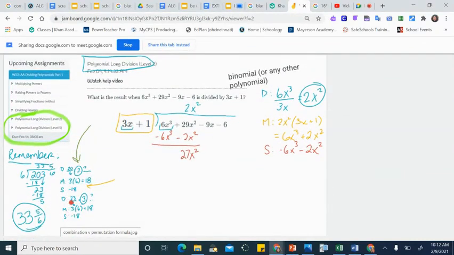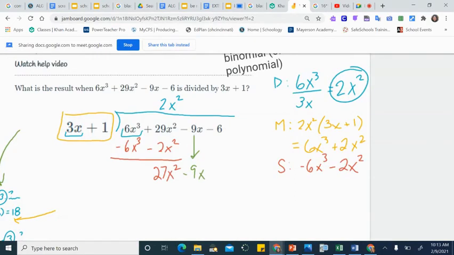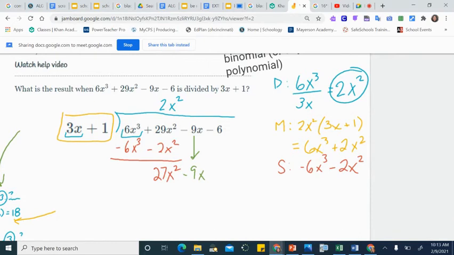Now, just like we did down here, once we subtracted, we drop down the next one and then divide, starting it all over again. We're going to drop it like it's hot and then repeat the process. So I'm going to start with divide. 27x squared. I'm just going to do the first term though, remember, divided by the first term. 27 divided by 3 is 9. X squared divided by x is x. When you divide, that part of your answer goes up top. That's the important part.